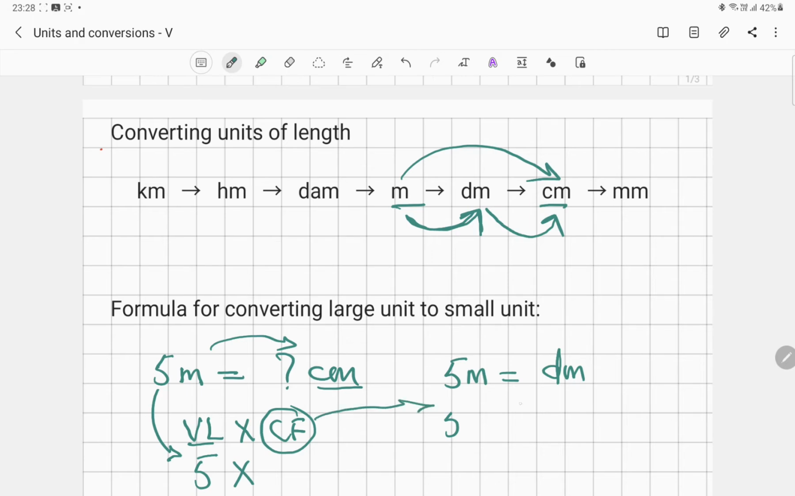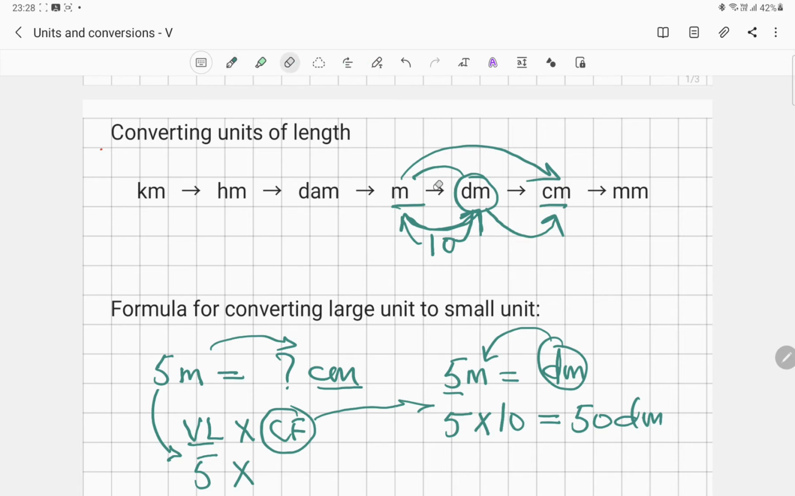And if we use the same formula here, we can write 5, which is the value of the larger unit, times the conversion factor. What is the conversion factor? How many decimeters are found in 1 meter? That is the conversion factor for this particular problem. And there are 10 decimeters that make up 1 meter, right? So our conversion factor is 10. So 5 meters is 50 decimeters.